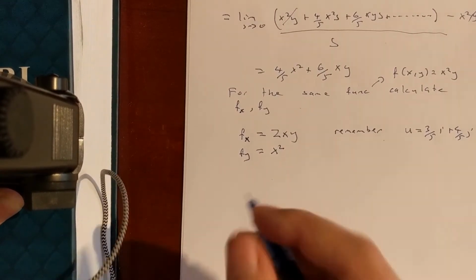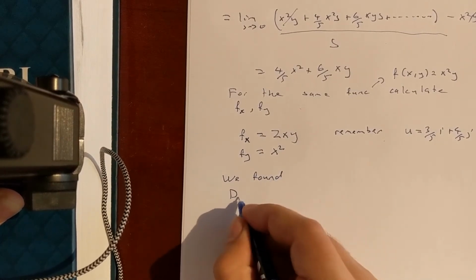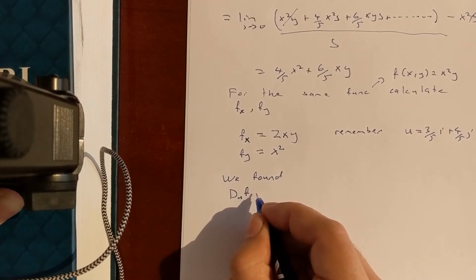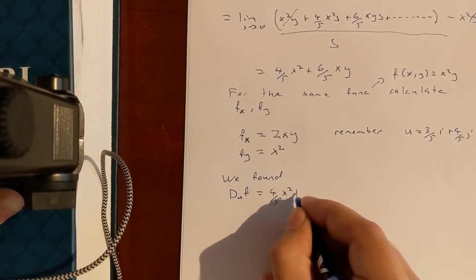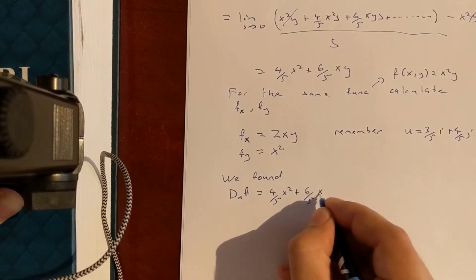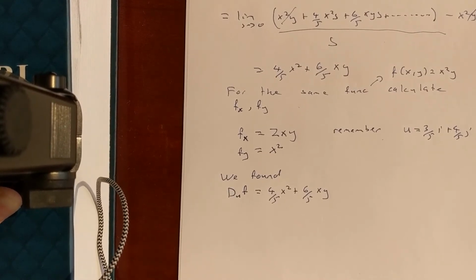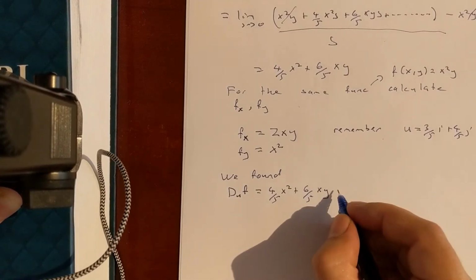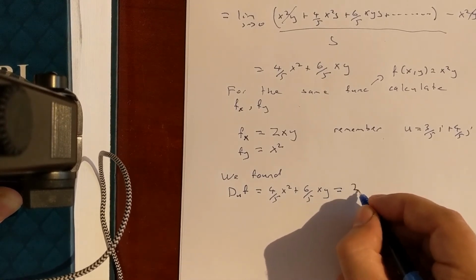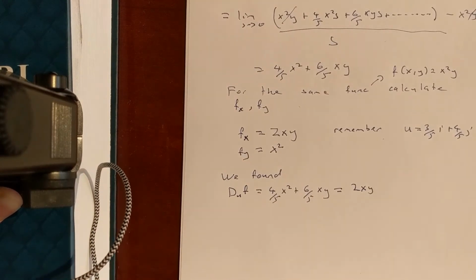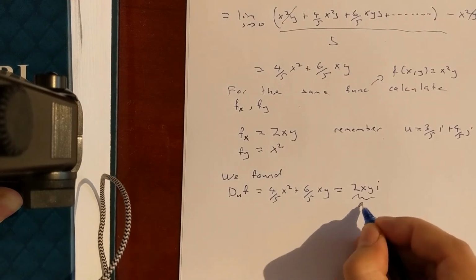And we found D_u f as 4/5 x squared plus 6/5 xy, didn't we? Now, I'm just going to ask you this. I think this is going to be equal to 2xy i. I'm just taking the f_x. This is f sub x.